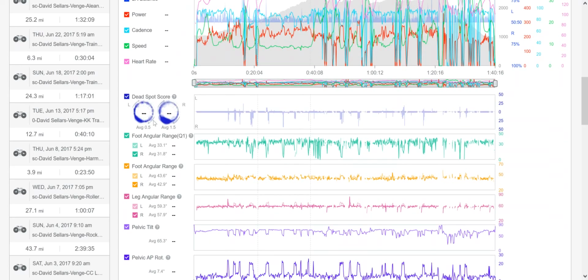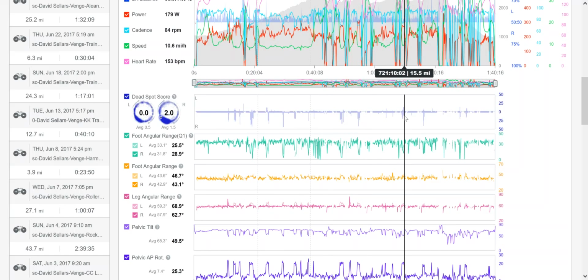The next thing down we have is the dead spot score. You can see that the right leg and the left leg is a little different here. He's got a little more dead spots on the right than he does on the left side. You can see that those right ones down here on the bottom more so than the left.